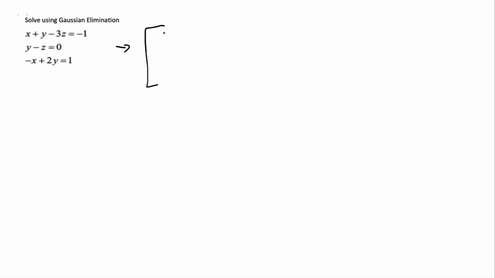Okay, so we got 1x, 1y, negative 3z here. We'll put the vertical line and the negative 1 there on the other side. Remember, the second equation is missing an x variable, right? So put a 0 in its place. 1y, negative 1z equals 0 on the other side. Negative 1x plus 2y. There's no z here, so put a 0 in that spot and put the 1 here, right? So this is our correct augmented matrix.